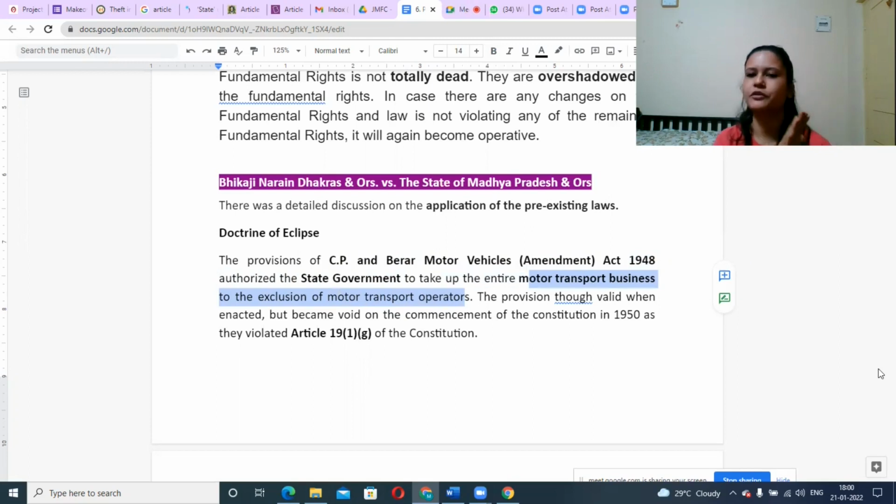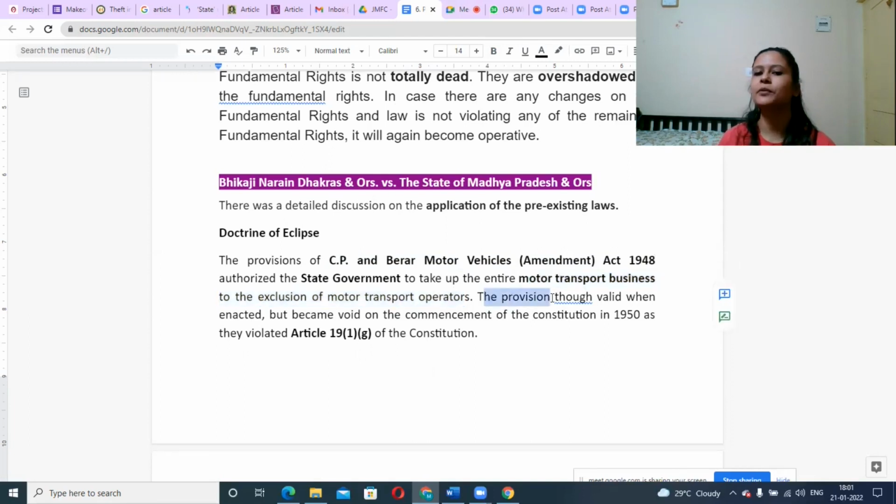All right, whatever provisions they want, they can completely say that all provisions relating to the motor transport business, we are keeping under our control to the exclusion of motor transport operators. Okay, they would not be given it, like today, if we consider electricity, right, we see that it's mostly controlled by the government only. Same ways, there was this motor transport business which the government had controlled based on this legislation. Now it was working fine. 1948, 1950, it worked fine.